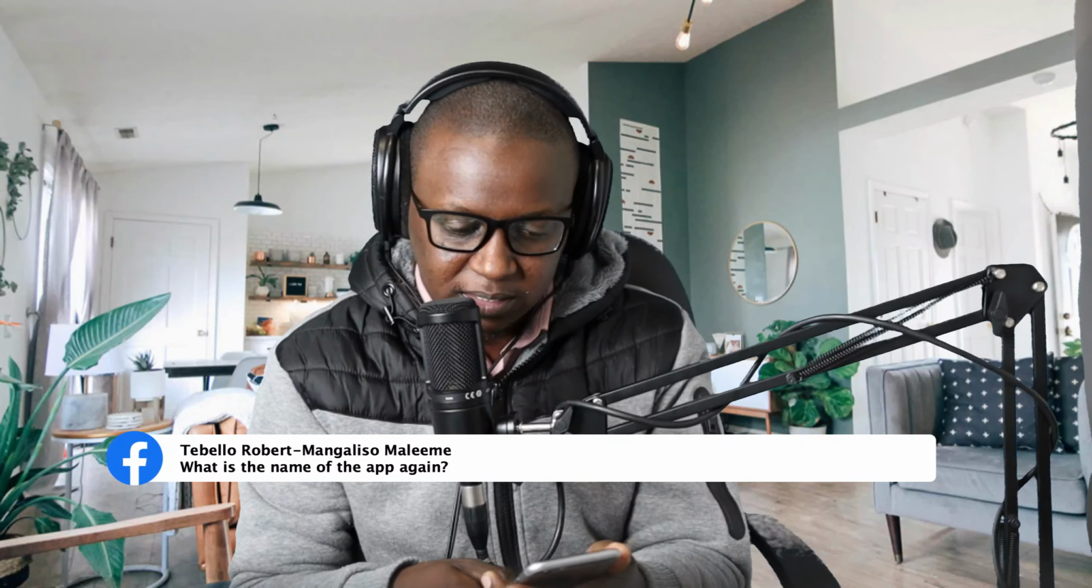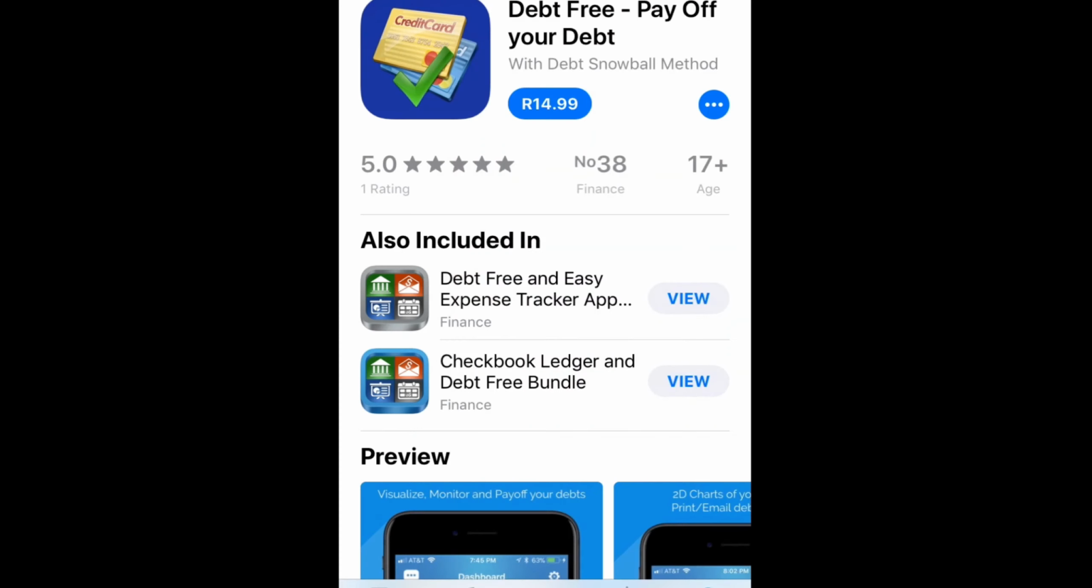What is the name of the app again? Okay, I'll show you now. It's called Debt Free. Let me show you. This is the app, Debt Free, Pay Off Your Debt. And if you buy the bundle, I think it's 48 rand 99, you also get a budget calculator, so you can track your expenditure on a daily basis.